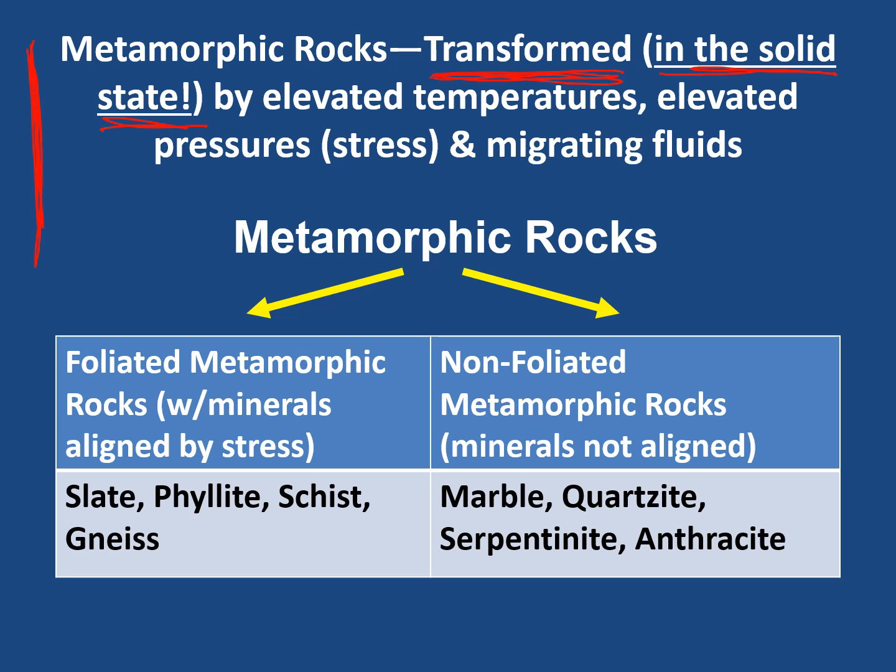And that kind of makes sense if you think about it, because if we do melt the rock, we then have magma. And if that magma cools and crystallizes, it'll become an igneous rock. So we've left the metamorphic rock realm altogether. Bottom line here, metamorphism is all about solid state change.